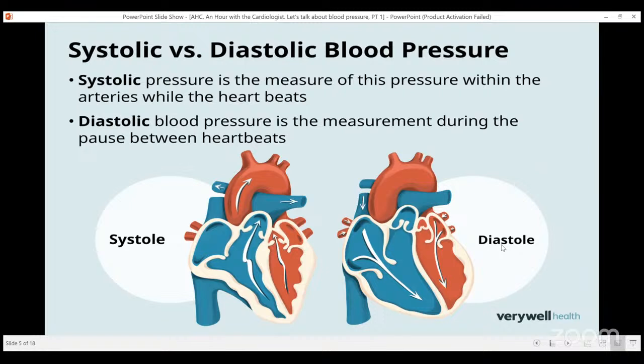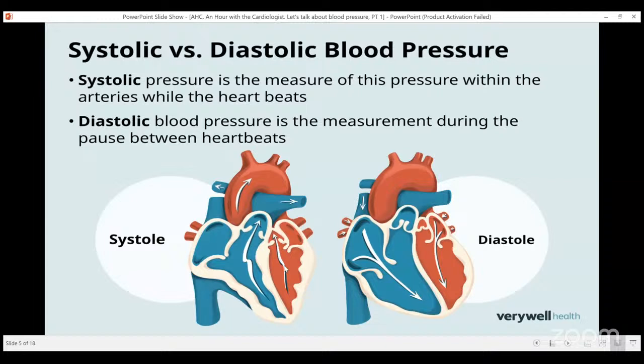As we age, the skin gets wrinkled and things like that. It's also affecting the blood vessels, the arteries as well. All right. So systolic blood pressure is the measure of this pressure within the arteries while the heart beats. I've talked about it.